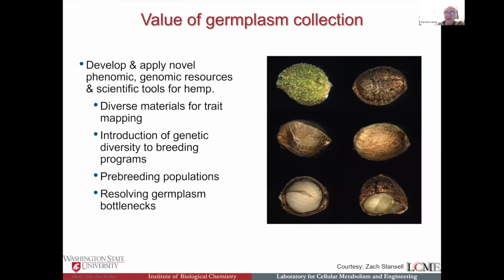This germplasm collection has great value, I believe, I think many other people do, to help support the industry because it provides novel phenomic and genomic resources and scientific tools for hemp. It's helping to develop those. We get good information about diverse traits that are being mapped onto populations. This then leads to genetic material and diversity that can be integrated into breeding programs. They are developing some pre-breeding populations, which will then be used in future efforts to do larger scale breeding efforts. And this helps us, we think, in dealing with issues such as germplasm bottlenecks, because we're able to get the biggest diversity of germplasm into the system and into these breeding programs.